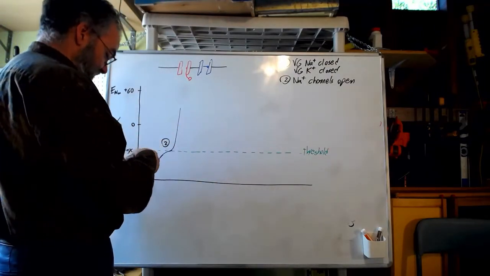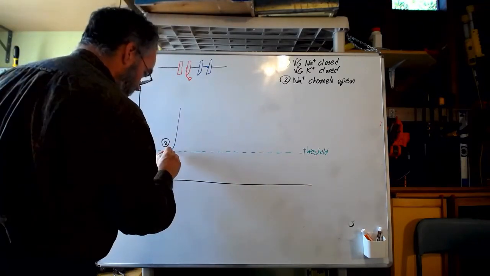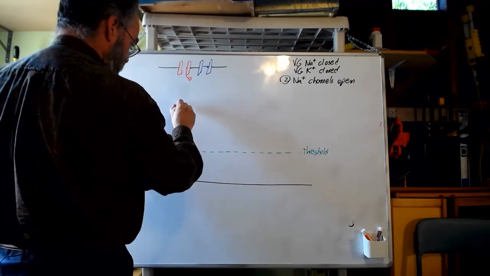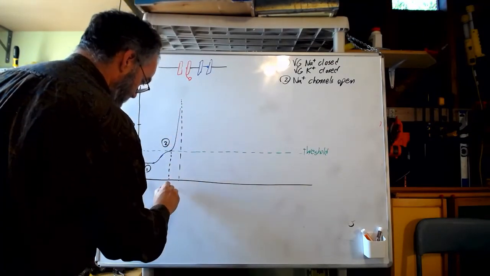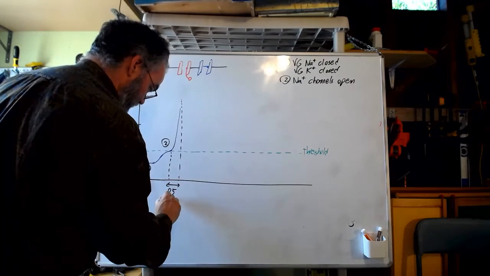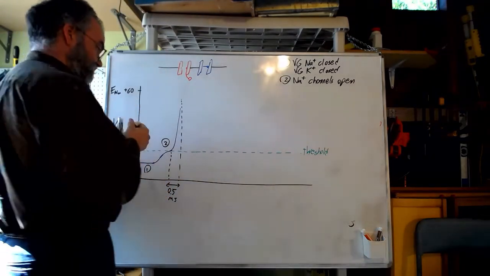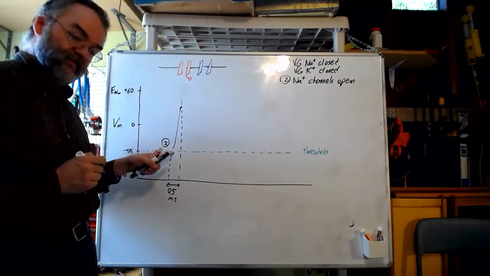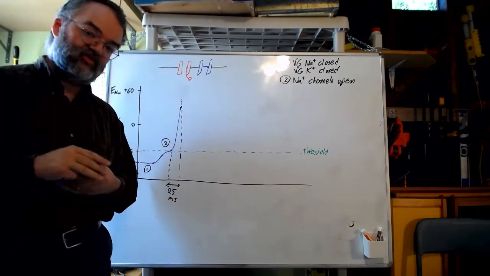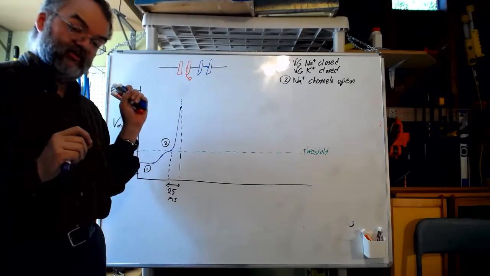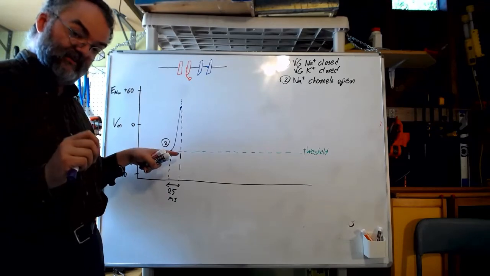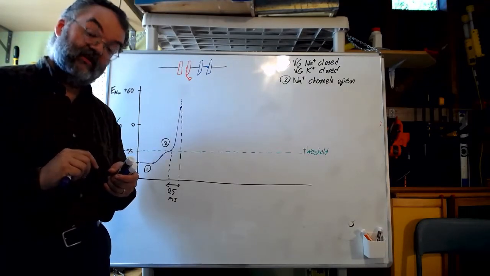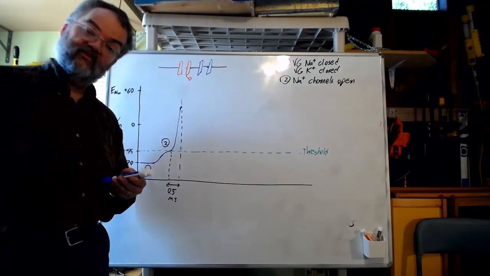Okay, so let's make a note of how long this takes. This stuff will be able to keep coming in for about 0.5 millisecond. And now think about what happens when VM has been above negative 55 millivolts for 0.5 millisecond. Look at your two channels and think about what happens. The sodium channels were closed. Now they opened when VM got above negative 55. Now VM has been above negative 55 for 0.5 millisecond. What happens to the sodium channels?